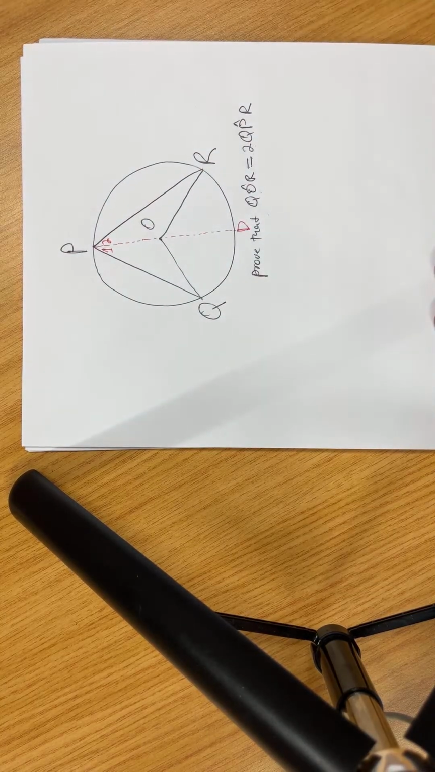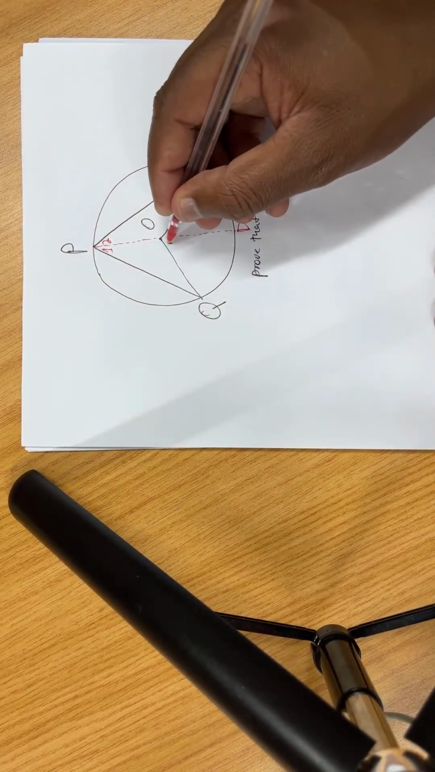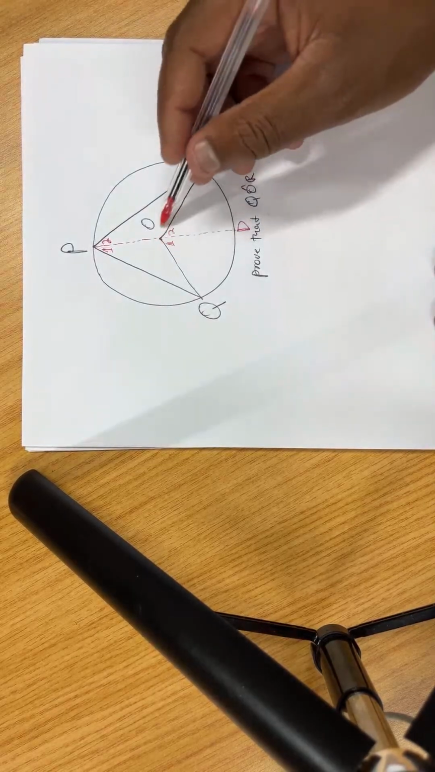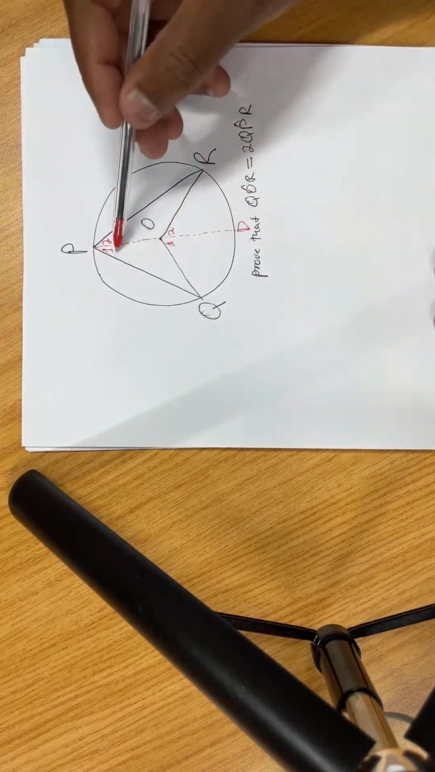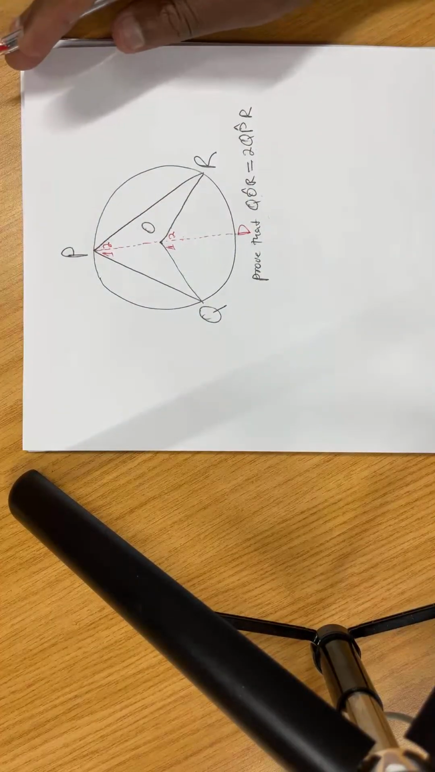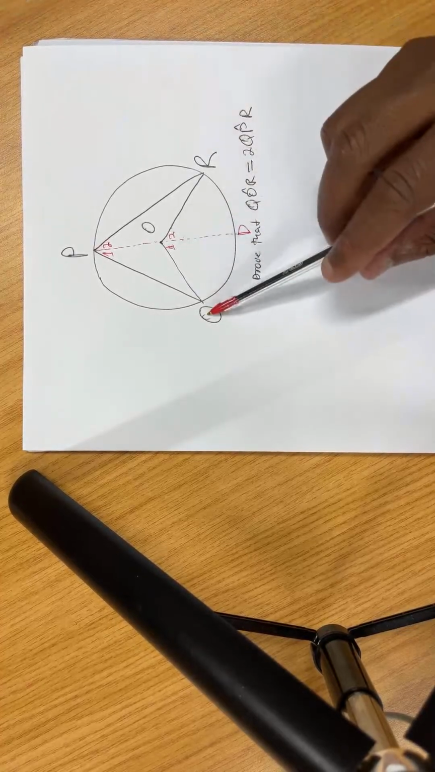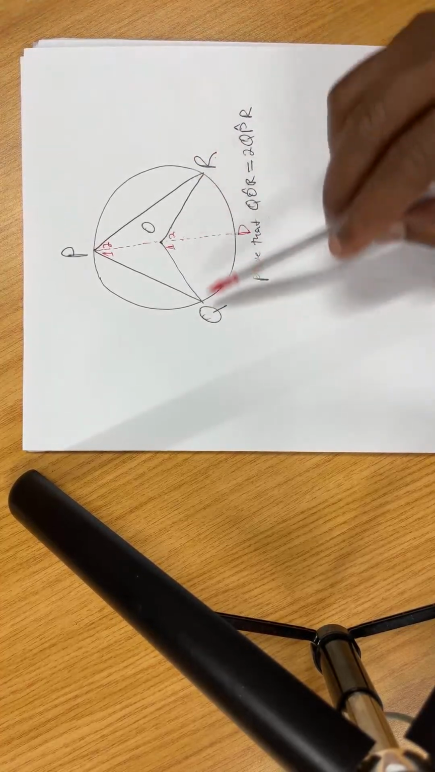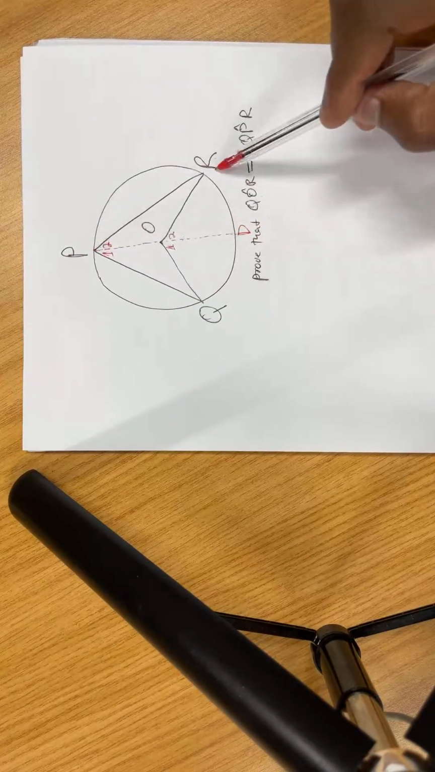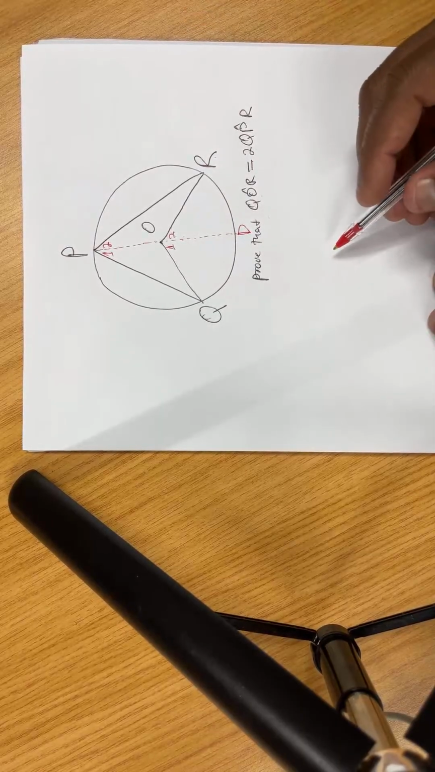It's angle O1 and O2. Look, we want to prove that angle QOR is 2 times angle QPR.